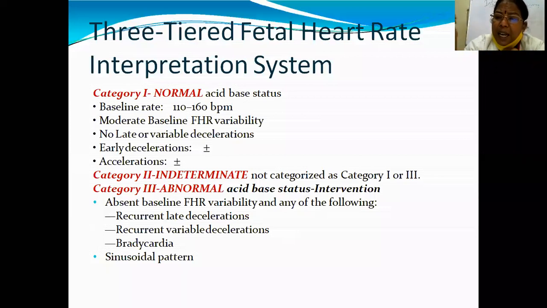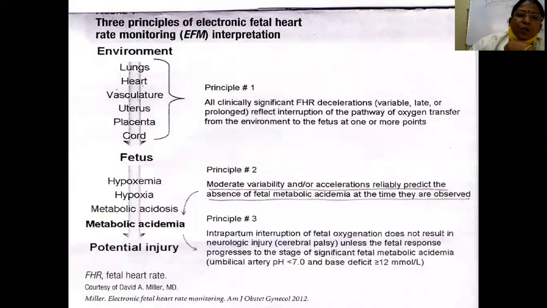There are recurrent late decelerations, there are variable decelerations, there is bradycardia, the heart rate is going down, and there is a sinusoidal pattern. All of this comes into an abnormal pattern. So these are the three categories of electronic fetal heart rate monitoring interpretation.